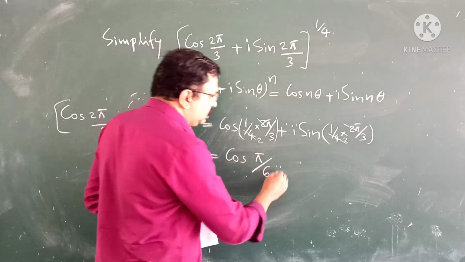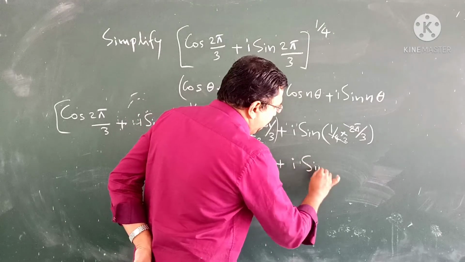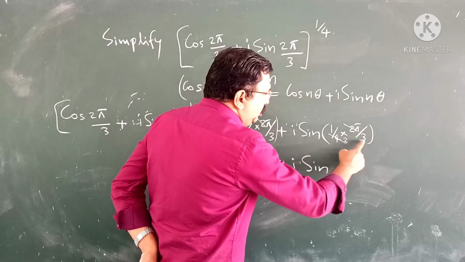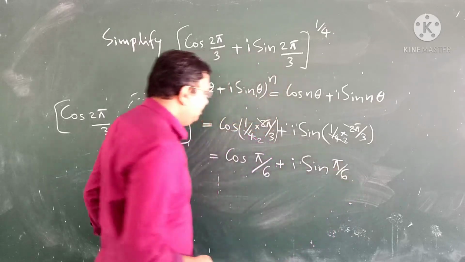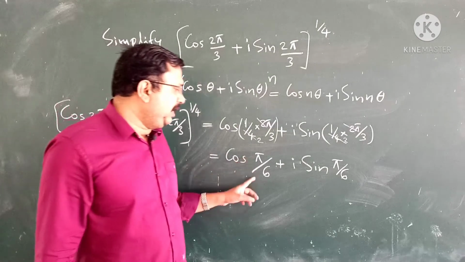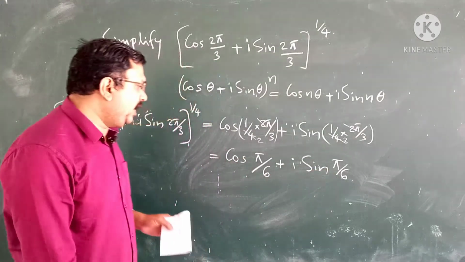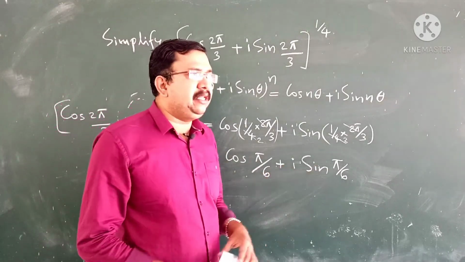Cos pi by 6 plus i sin, numerator is 5, denominator is 2 into 3, that is pi by 6. Okay, we get cos pi by 6 plus i sin pi by 6. Okay, that is cos 30 plus i sin 30.